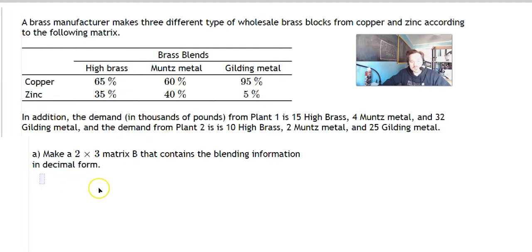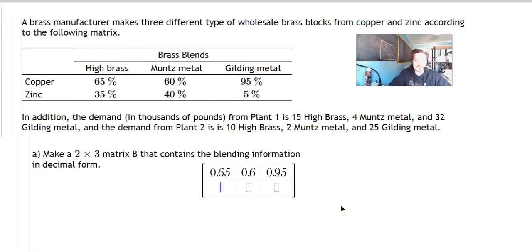It says, make a 2 by 3 matrix B that contains the blending information in decimal form. So you're going to make a 2 by 3. In other words, you just take this tabular display that you see here with copper as a row and zinc as a row, and high brass, Muntz metal, and gilding metal, the type of metal, as a column. You just put the numbers in there. So 0.65 this way. For the next one, it's 0.6. For the next one, it's 0.95. Just convert them to decimal form.